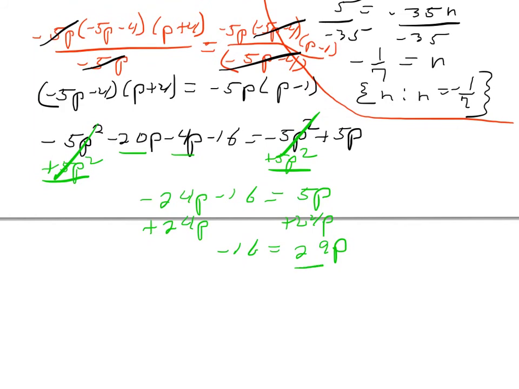So now I'm going to divide both sides by 29. And I will get p equals negative 16 over 29. That is very ugly. All right.